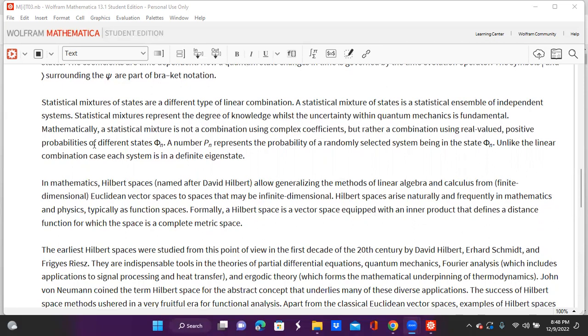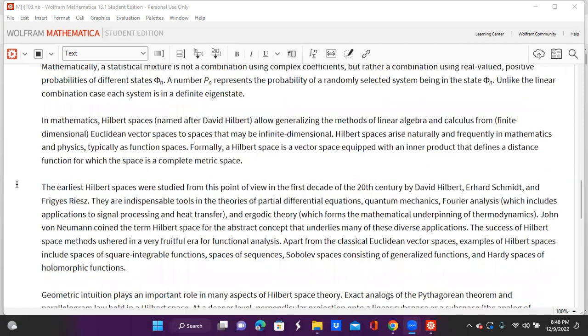Mathematically, a statistical mixture is not a combination using complex coefficients, but rather a combination using real-valued positive probabilities of different states, psi n, phi n. A number Pn represents the probability of a randomly selected system being in the state phi n. Unlike the linear combination case, each system is a definite eigenstate.